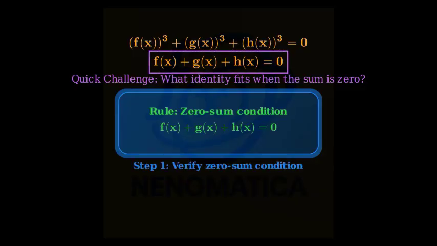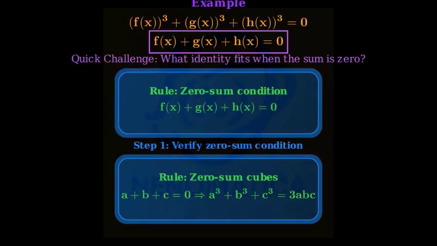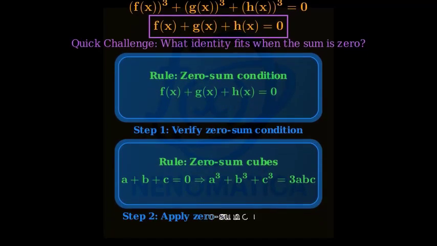Step 2. Apply the zero-sum cubes identity. The identity says, if a plus b plus c equals 0, then a cubed plus b cubed plus c cubed equals 3abc. Replacing a, b, c with f of x, g of x, h of x, we get 3 f of x g of x h of x equals 0. Notice the change. The left side was 3 cubes. Now it is a product.